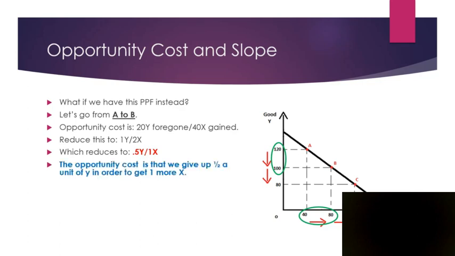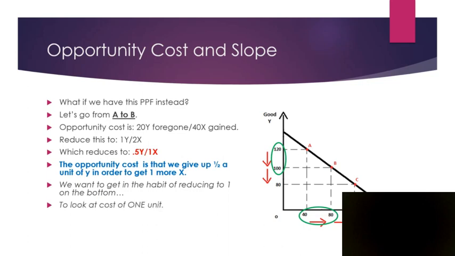The opportunity cost here tells us that if we give up 1/2 of a unit of y, we can get 1 more x, right? So if I want 1 more x, we have to give up 1/2 of a unit of y. So that's our opportunity cost here in this example. Again, remember you've got to get in the habit of reducing to 1 on the bottom, or else this will get very confusing. So we want to know the opportunity cost of 1 more x. Even though we're really getting 40 more x, I want to reduce it so that I know for each 1x.